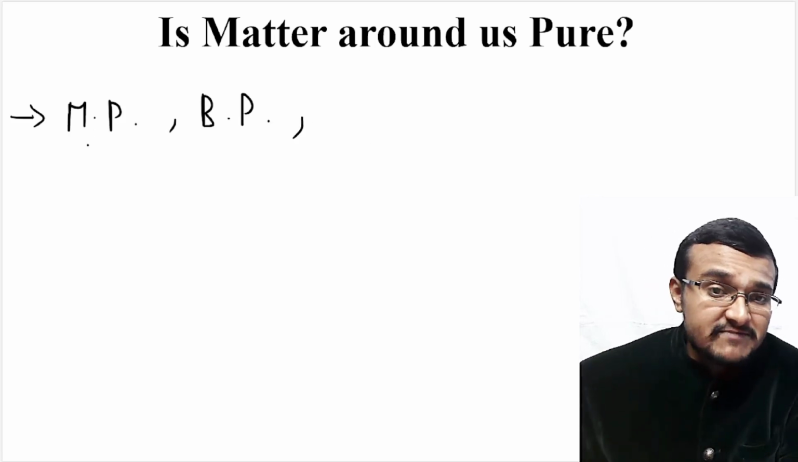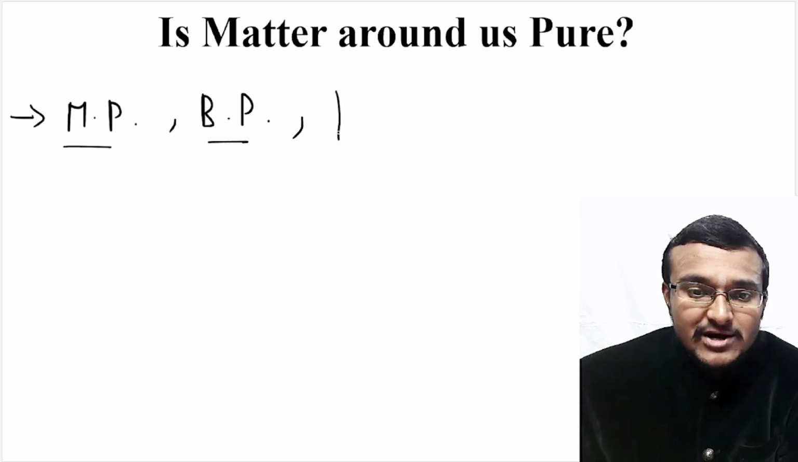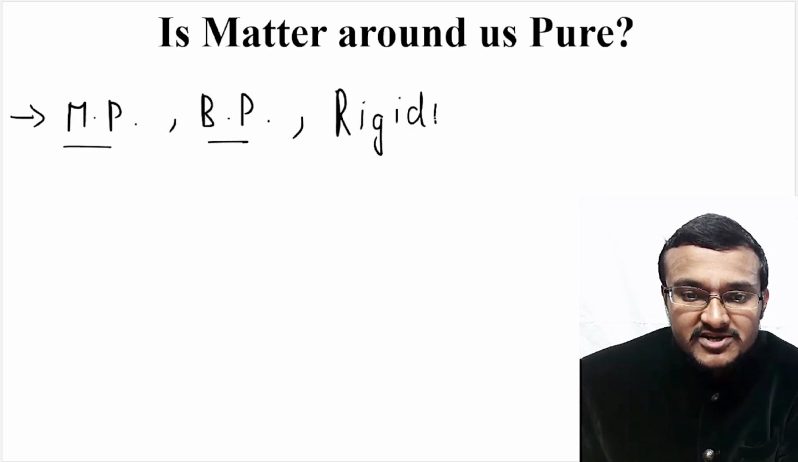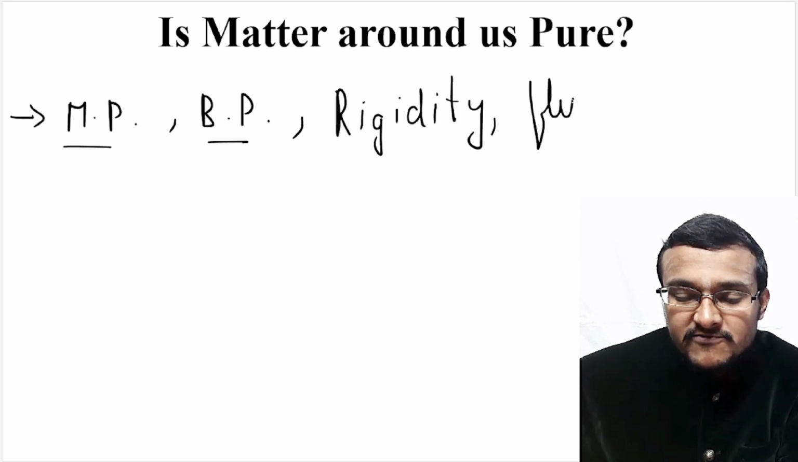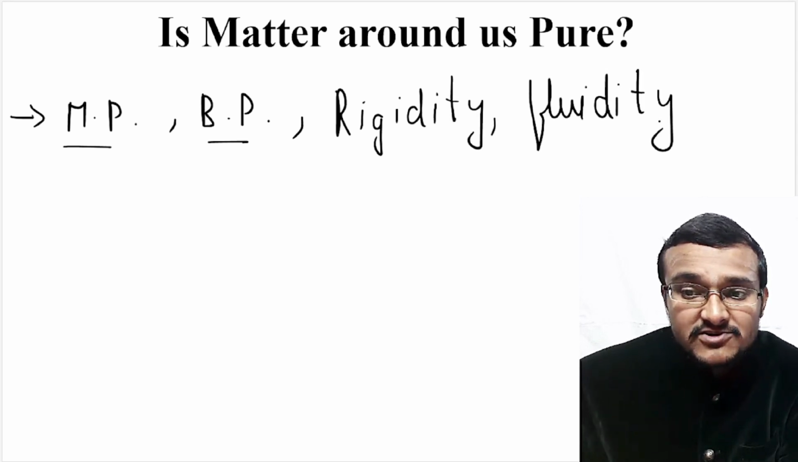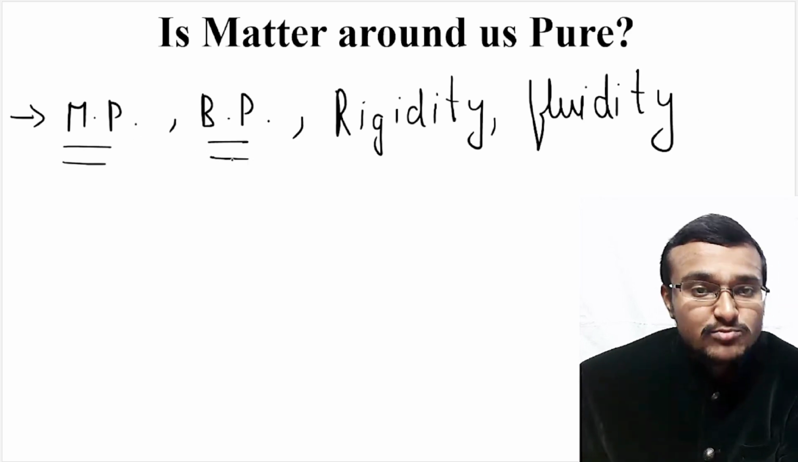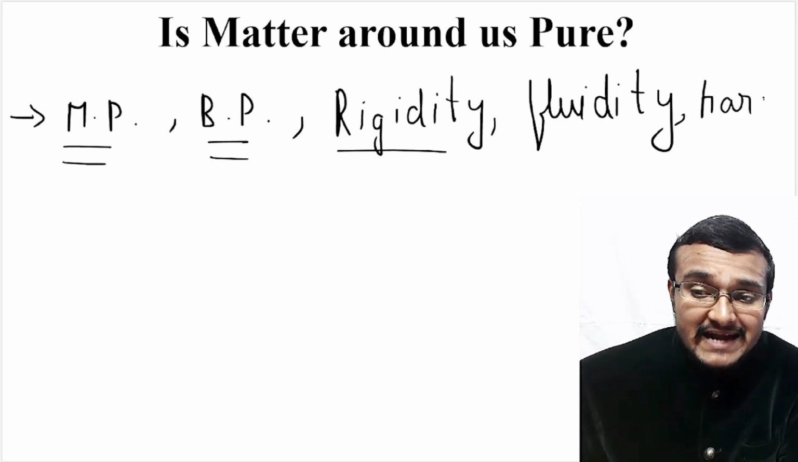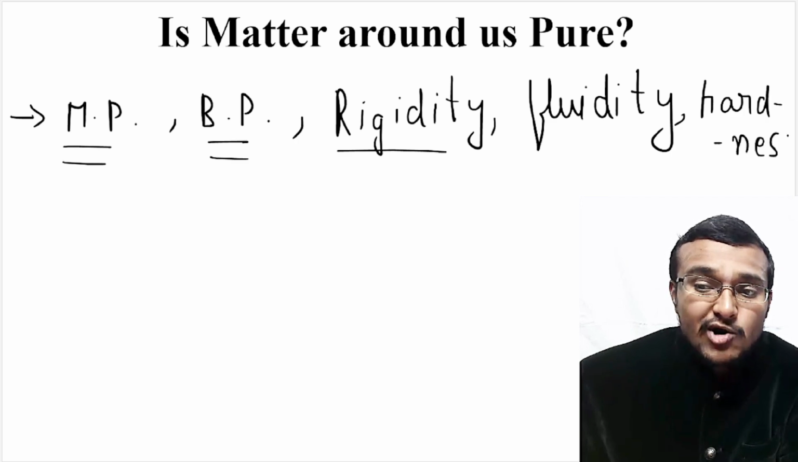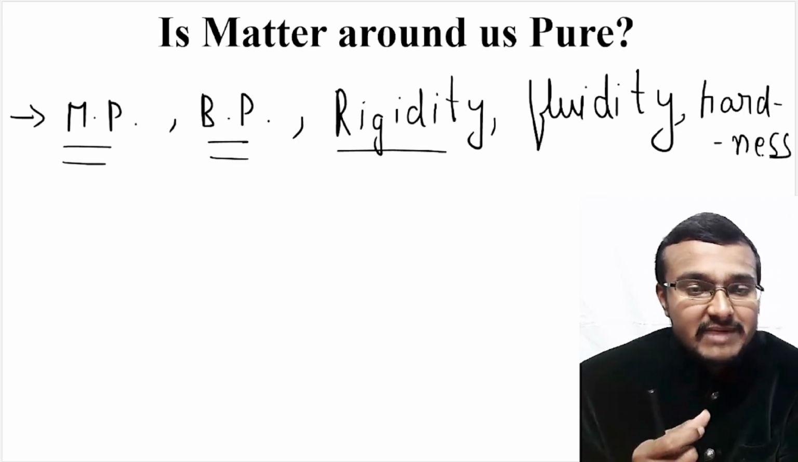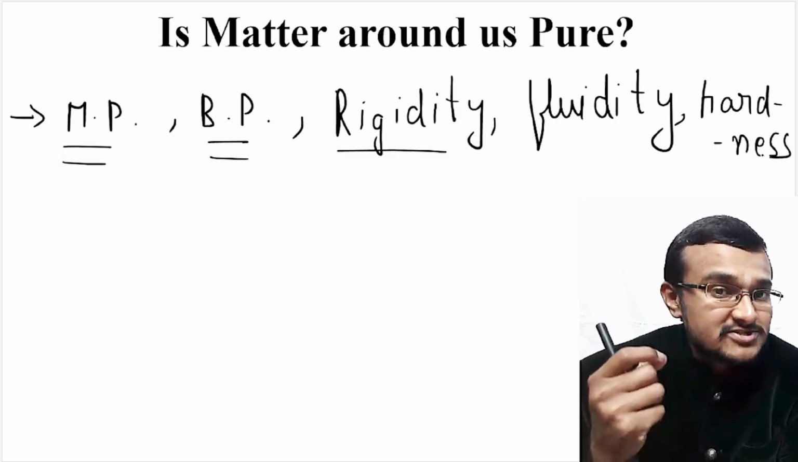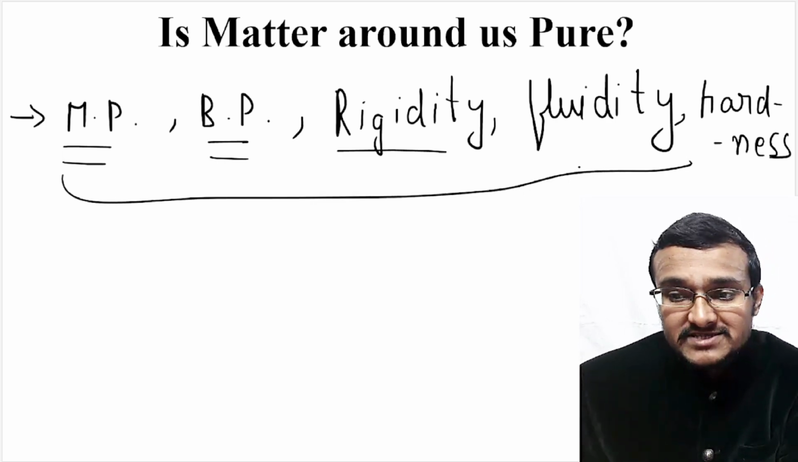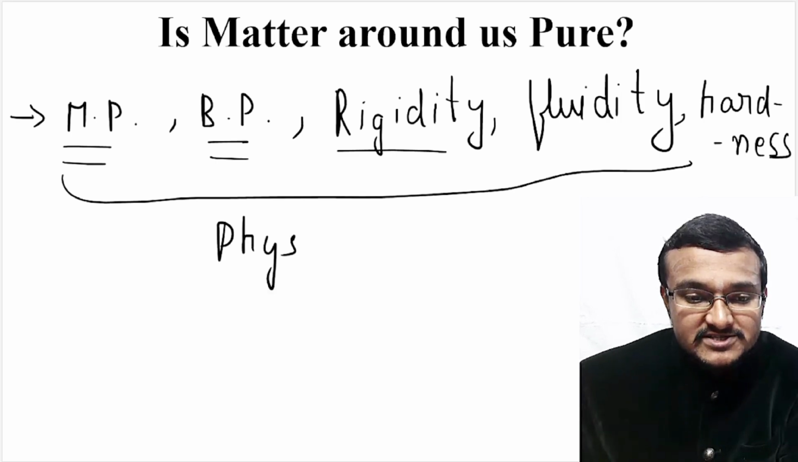So in the first chapter, you have learnt about melting point, boiling point, and also that there will be rigidity for a particular matter, and also a certain amount of fluidity. Fluidity is the nature of a particular liquid. Also those liquids will have their own melting point and boiling point. Any matter will have a certain amount of rigidity in it, and also matter will have hardness, that is, how hard or how soft a particular matter is. These are all known as physical properties of a particular matter.